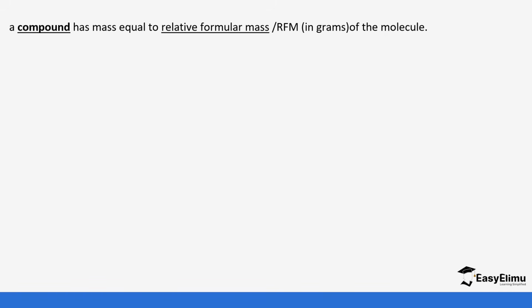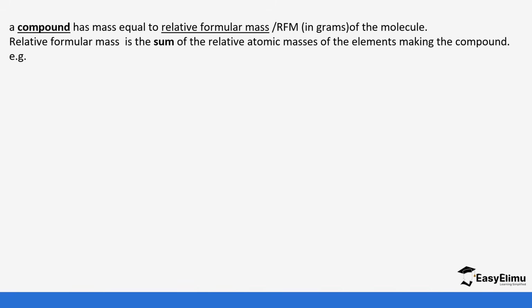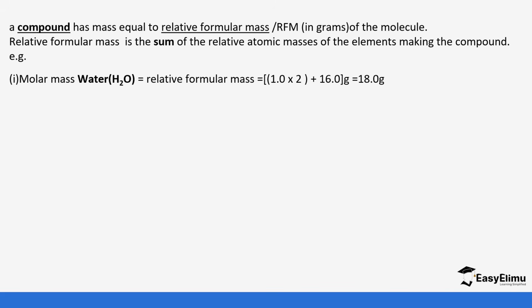So another is the compound. We have talked about the atom, we have talked about the molecule, now we talk about the compound. The mass of a compound is usually referred to as relative formula mass. It is the sum of the atomic masses of the elements that make up the compound. For example, water is made up of 2 hydrogens and 1 oxygen. So it's 1 times 2 plus 16, which gives us 18 grams.